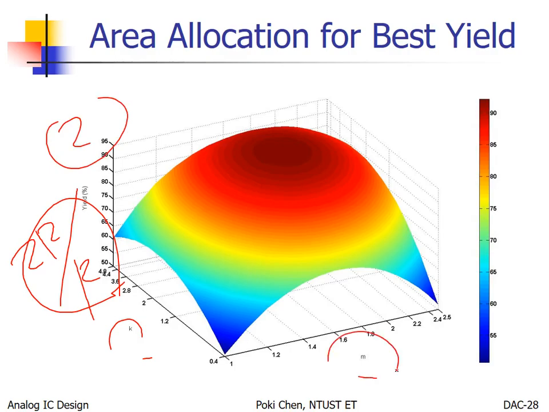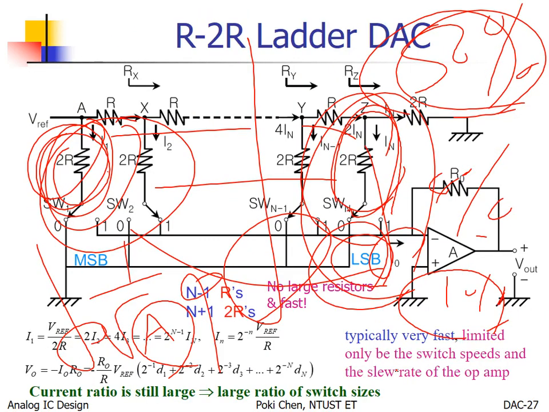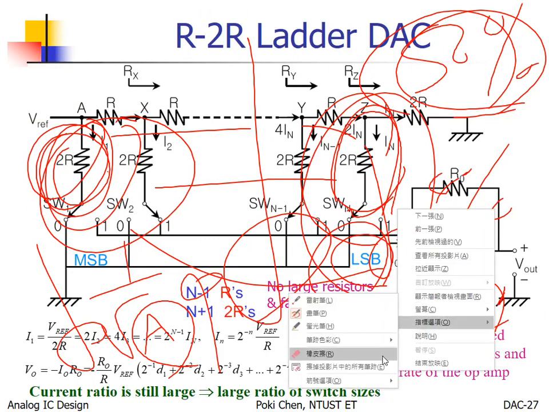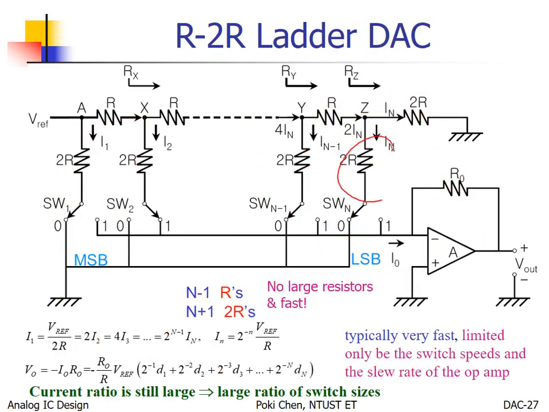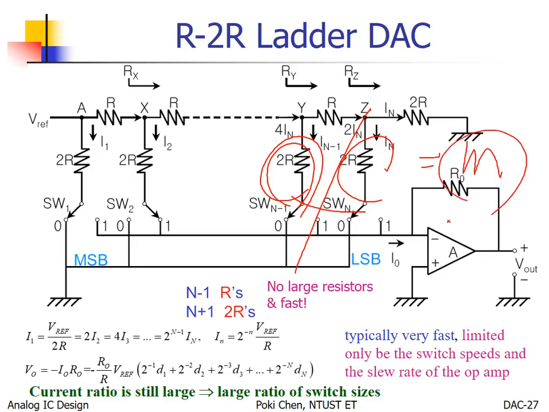But how about M? It means from LSB to MSB, for each higher bit, how much larger the area will be. Okay, let's go back to here. M means for this 2R and the next higher bit, your area divided by my area. For example, if M equals 2, it means your area is 2 times higher than mine. That's the idea.